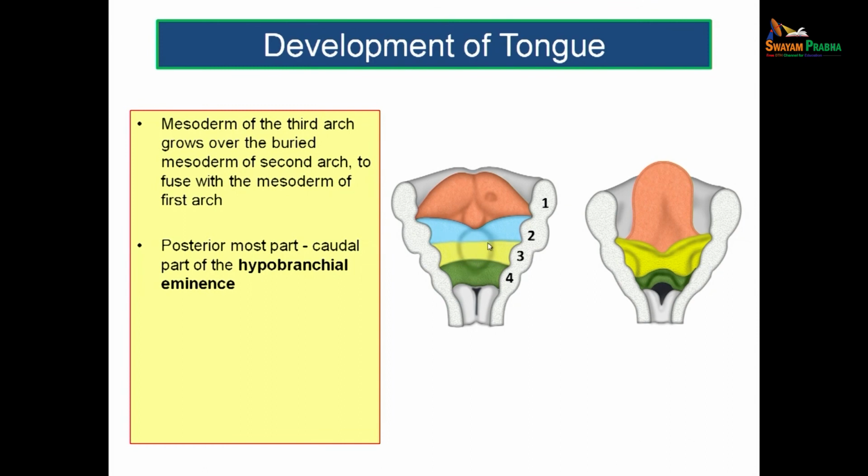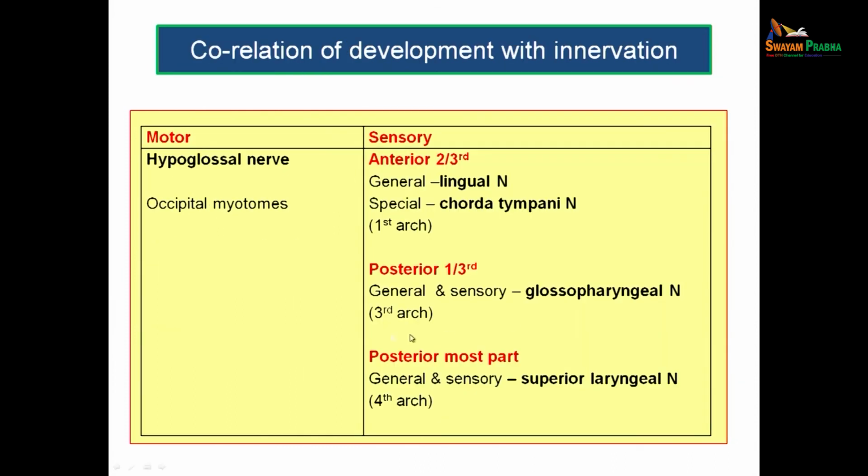This is considered as the hypobranchial eminence. This is the cranial portion and this is the caudal portion. So the posterior most part of the tongue is developed from the caudal portion of the hypobranchial eminence. Talking about the muscles of tongue, the musculature of the tongue is derived from the occipital myotomes. So this is the development of innervation in a nutshell.